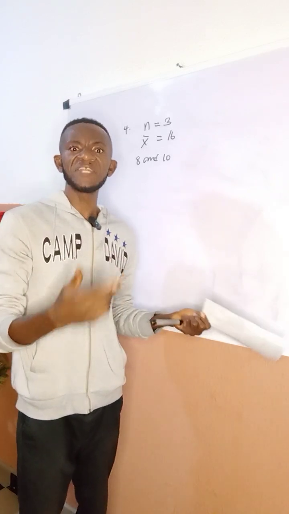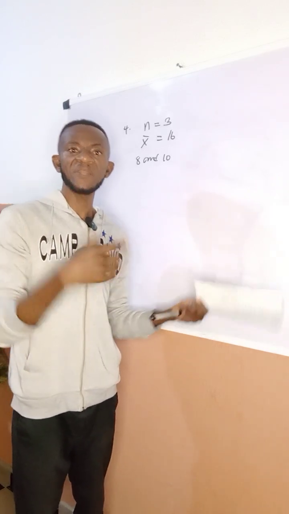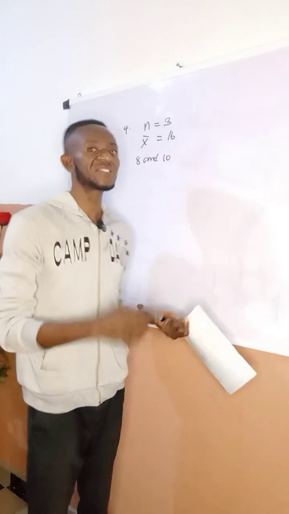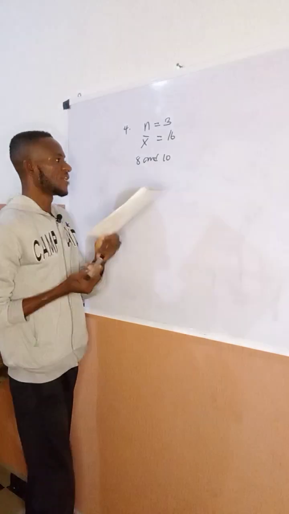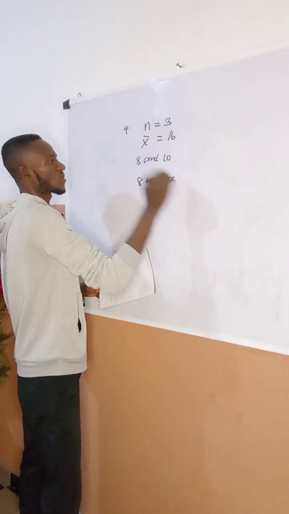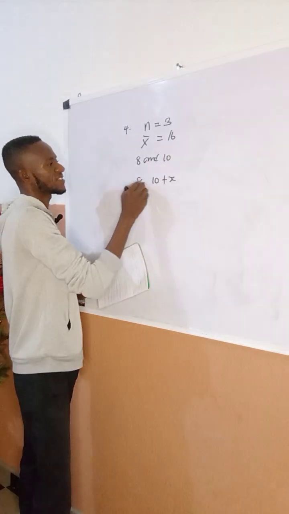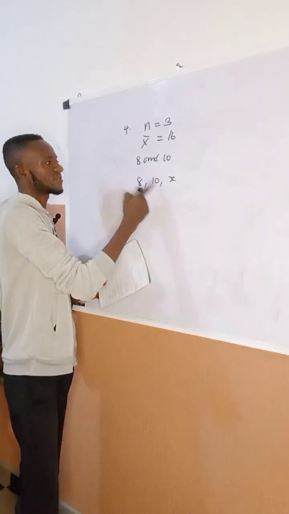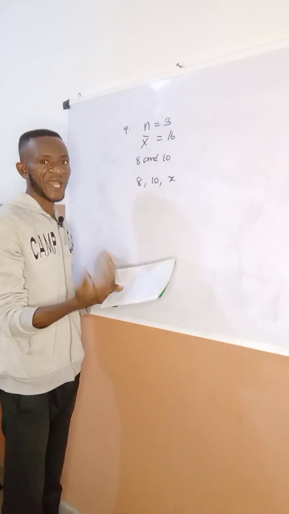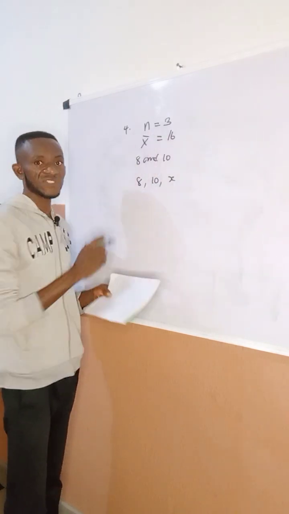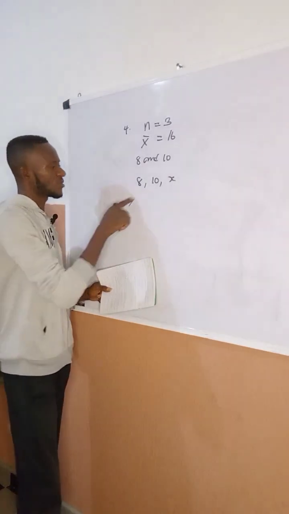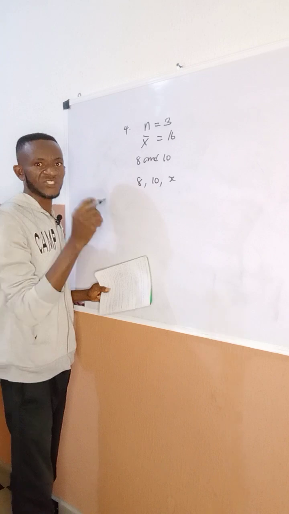We can say let that remaining number be x, or y, or let it be anything. So if we say let it be x, it means that the three numbers are 8, 10, and x. And we have been given information earlier that the mean of these three numbers is 16.